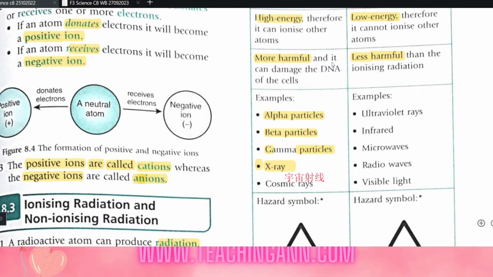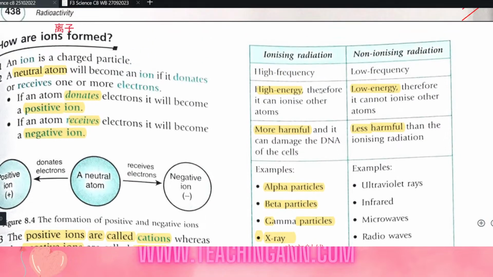Okay, so let's take a look here. Ionizing radiation is very harmful and it could damage the DNA in your cells. Non-ionizing radiation is less harmful because they don't ionize. What does it mean? Let's say this ionizing radiation suddenly shoots to teacher's hand. The hand becomes ionized already, it has charge already, then my DNA changes already.